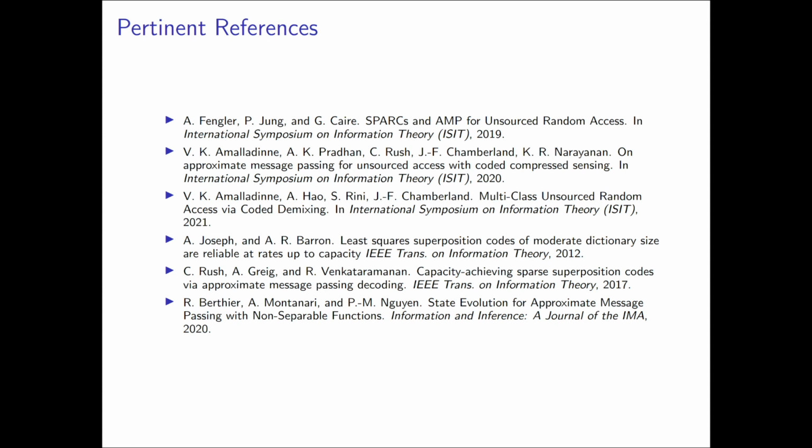I hope I've convinced you that coded compressed sensing and its derivatives form an interesting paradigm for sparse support recovery in very large dimensions. These pragmatic algorithms feature reasonable complexity and they offer very good performance. At the same time, there are many interesting open problems related to CCS, especially as a means to enable massive machine-type communications in the future.